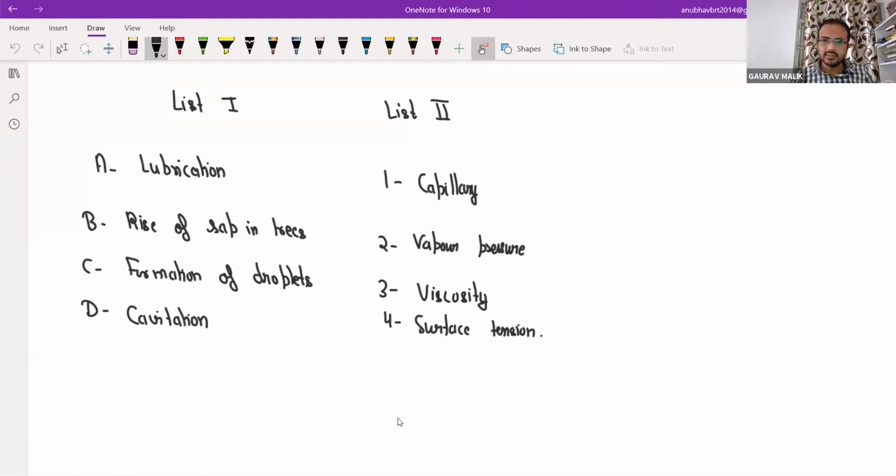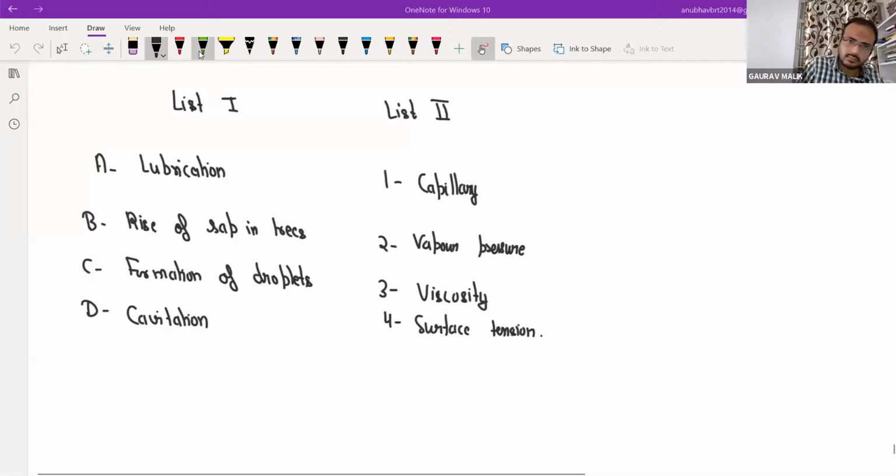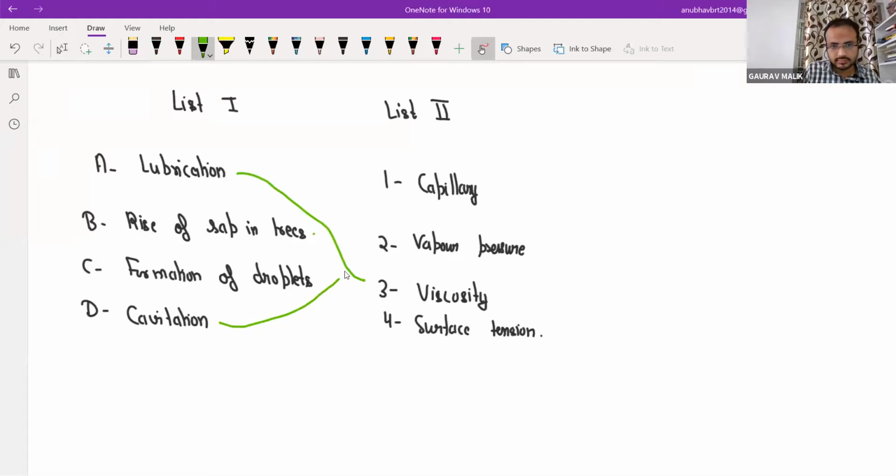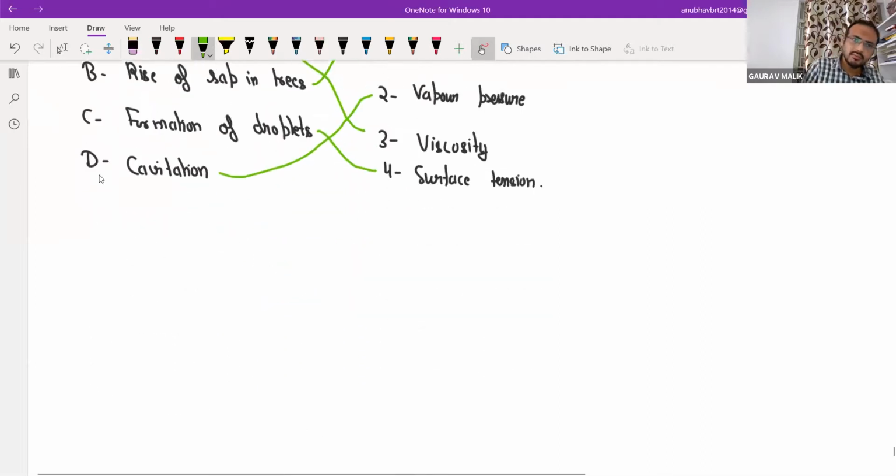Please tell me the right answer of this question. Very nice. Lubrication is due to viscosity. Cavitation is due to vapor pressure. Formation of droplets is due to surface tension. And it is due to capillary. Very nice. One more question.